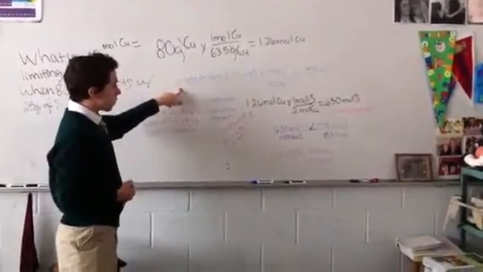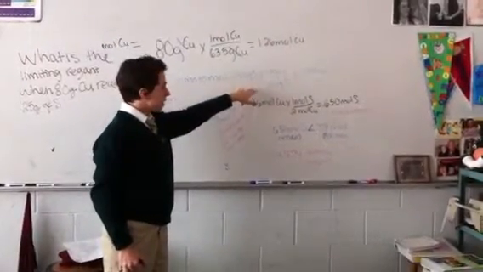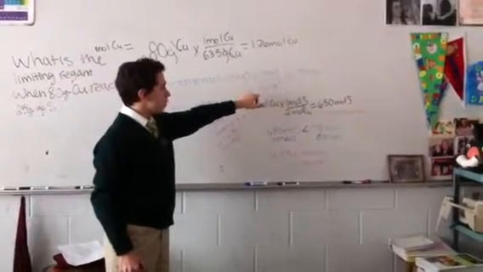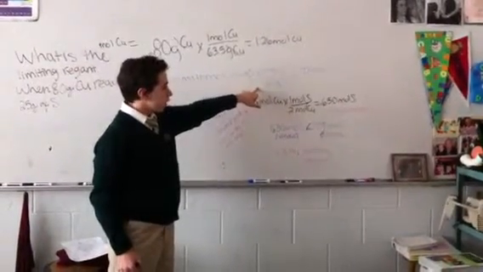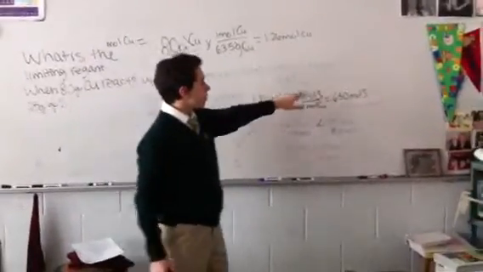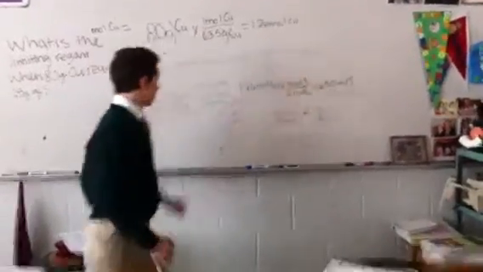The next thing you have to do is convert mass to moles for the sulfur. So you have 25 grams of sulfur times 1 mole of sulfur over 32.1 grams of sulfur. This is the molar mass. And you get 0.779 moles of sulfur.